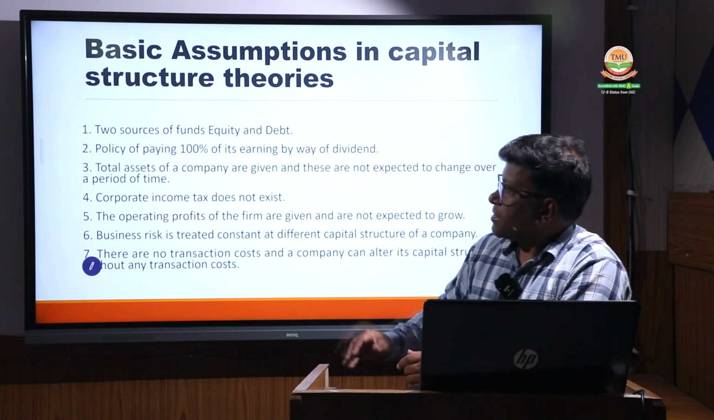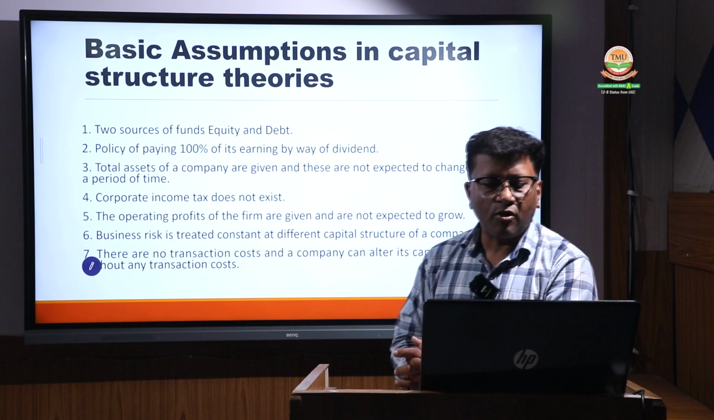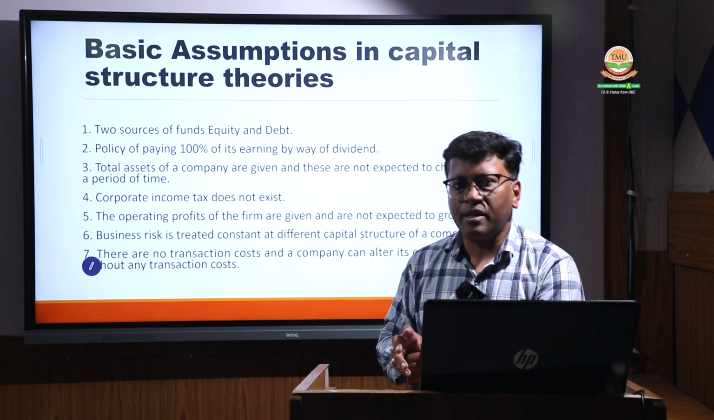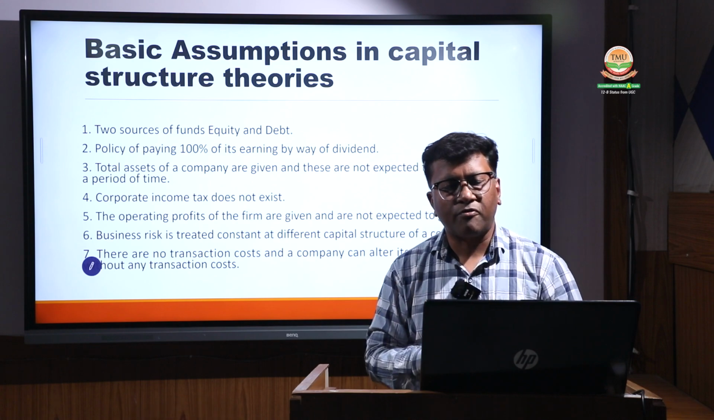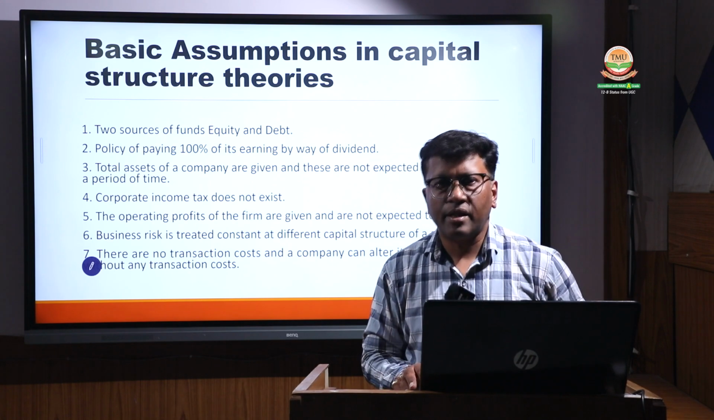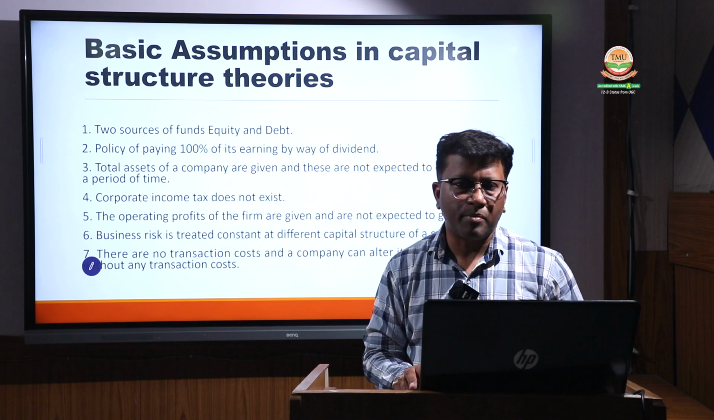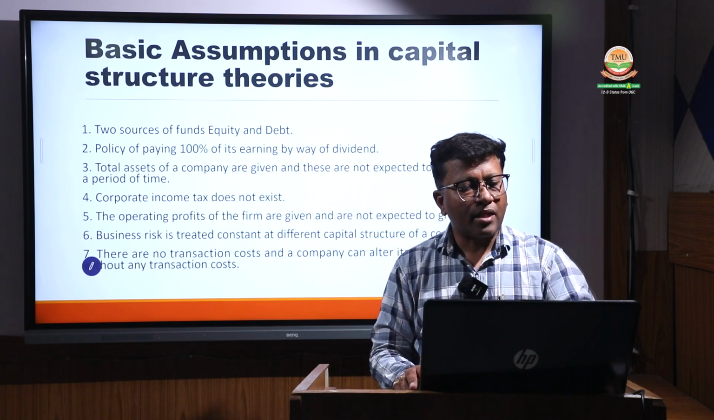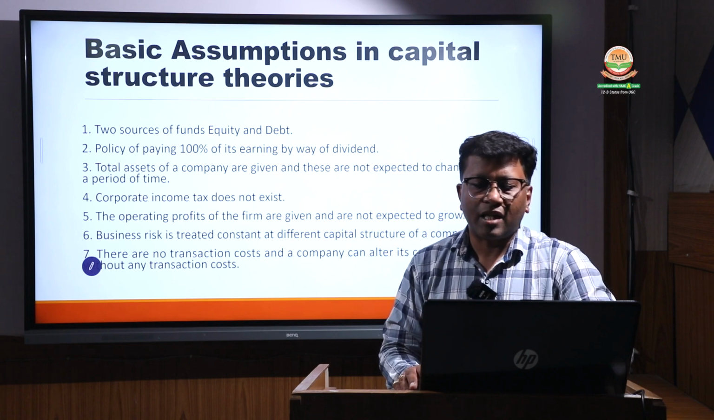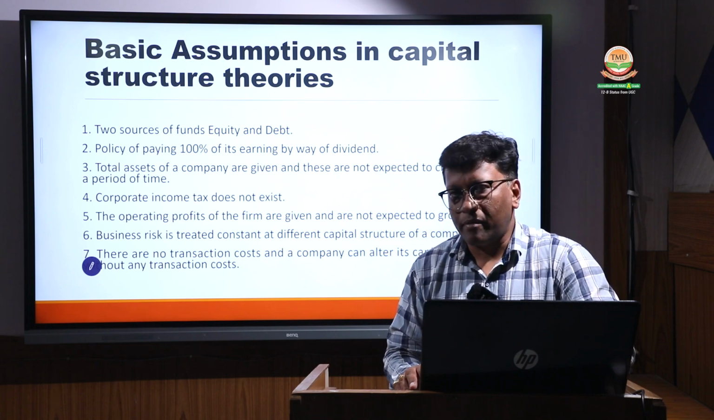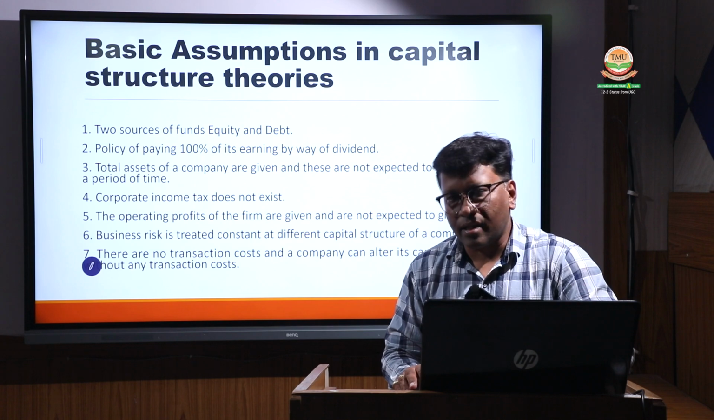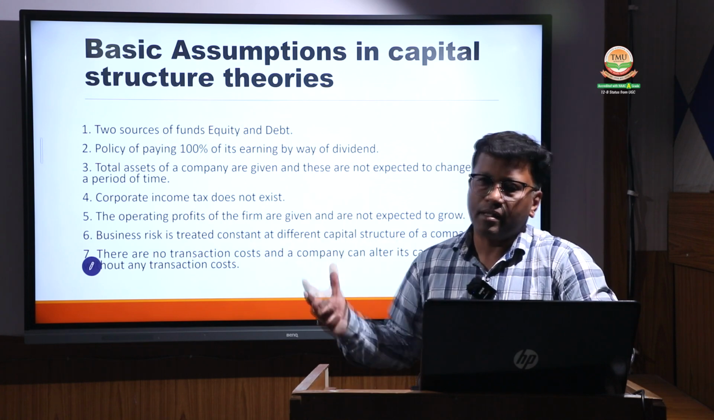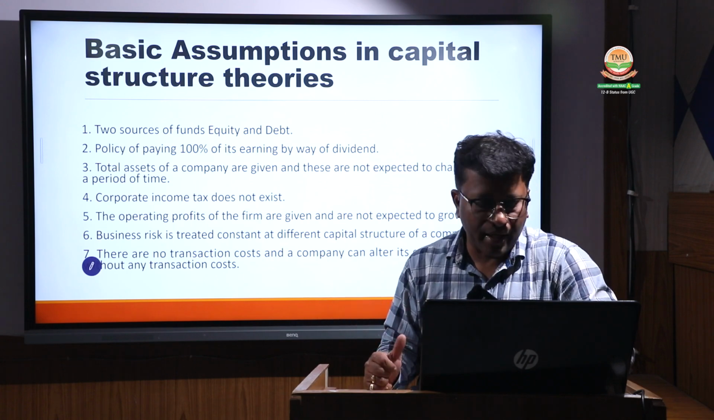And the second point is the policy of paying 100% of its earnings by way of dividend. So there is a particular assumption that the companies will pay 100% of their earnings by way of dividend. There is no retained earning. It means no part of the profit would be retained by the companies themselves. And total assets of a company are given, and these are not expected to change over a period of time. It means the company is not going to take any decision regarding buying or selling assets. It means for a longer period, the same assets would be used within the organization.